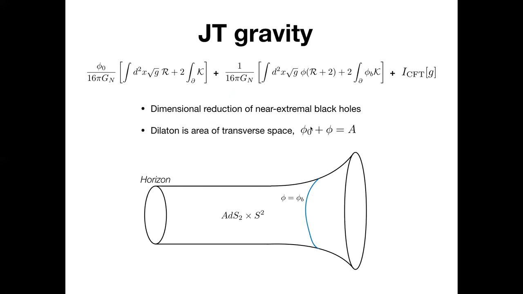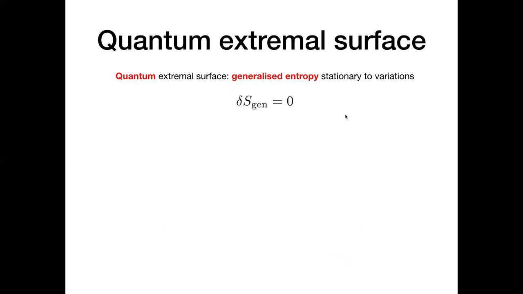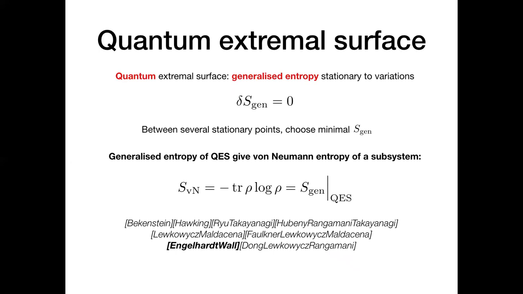And in this context where the theory is obtained from dimensional reduction, this phi, which is the dilaton, is just the area of this transverse space. So in particular, when I'm talking about the area that appears in this generalized entropy, for example, this will often be replaced by the dilaton because it's the area of this transverse space. Okay.